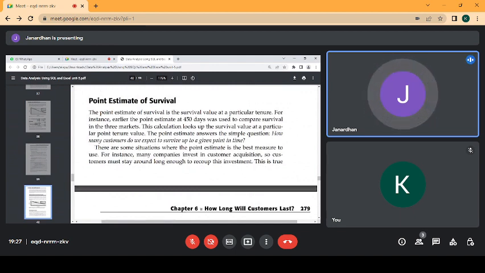Right. Next one is the point estimate of survival. The point estimate of survival is the survival value at a particular tenure. For instance, earlier the point at 450 days was used to compare survival in the three markets. This calculation looks up the survival value at a particular tenure value. The point estimate answers the simple question: how many customers do we expect to survive up to a given point in time? Okay, there are some situations where the point estimate is the best measure to use. For instance, many companies invest in customer acquisition.